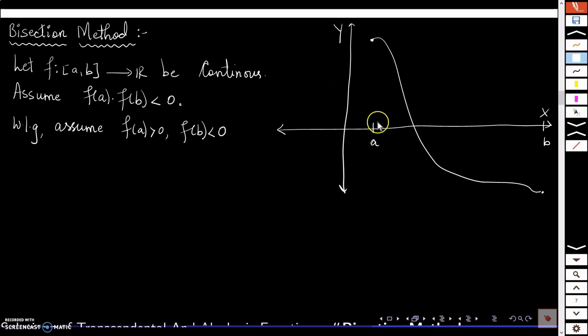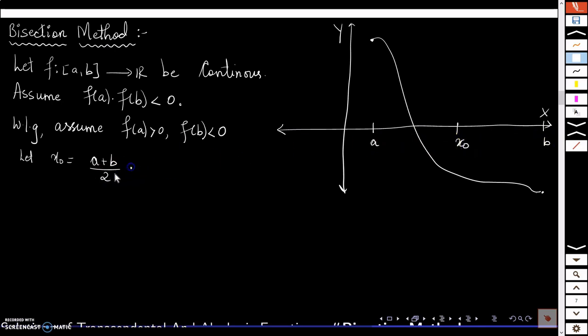Now what we do first is we take the midpoint of this interval AB. The point A is here and B is here. So we bisect the interval AB, and I will call that point x naught. So let x naught be the midpoint of A and B, that is given by (A plus B) by 2. So that midpoint x naught which I am talking about will be somewhere here, which is the midpoint.